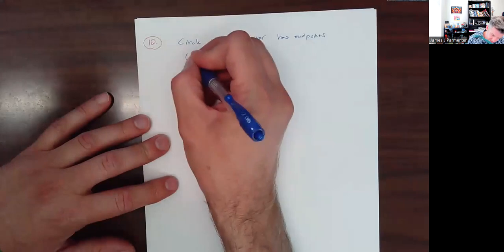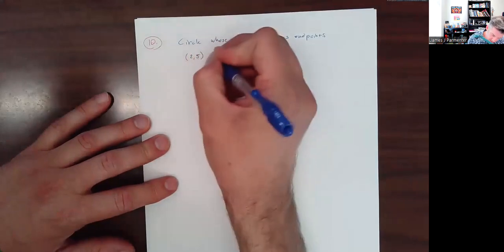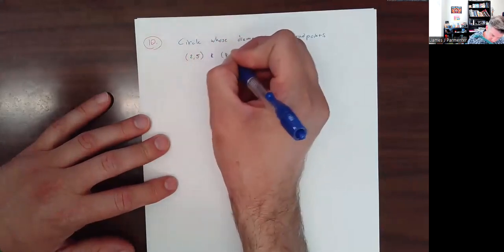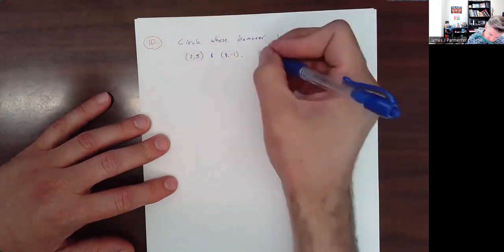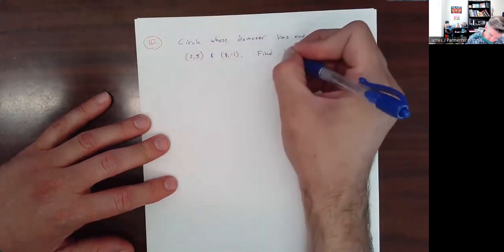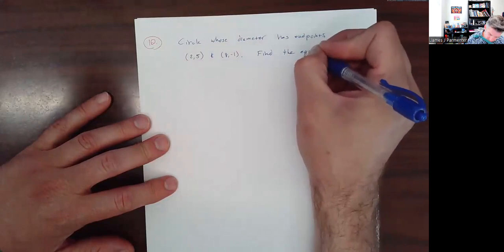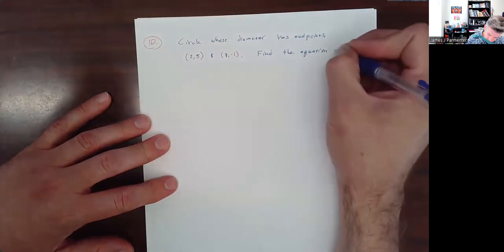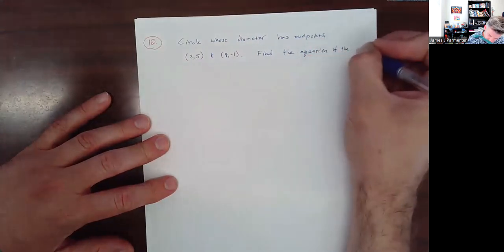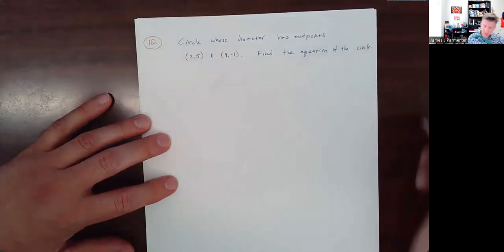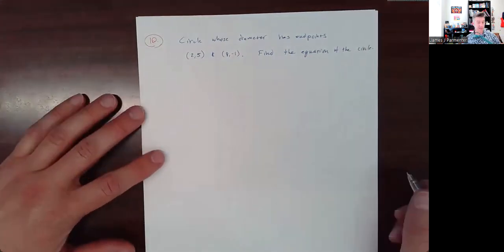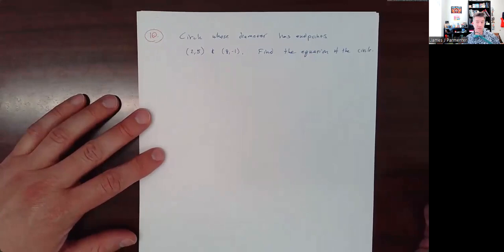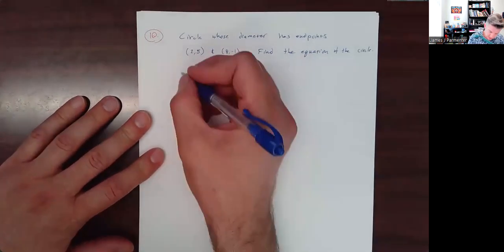What have I got here? Let's see, (2, 5) and (8, -1). Find the equation. And to find the equation of a circle, we really absolutely have to know the center and the radius. So again, the center, just like last time, is we're just going to find the midpoint of these two endpoints of the diameter.